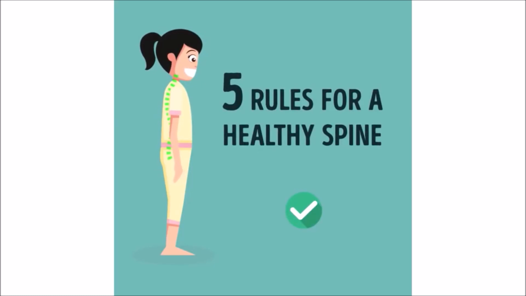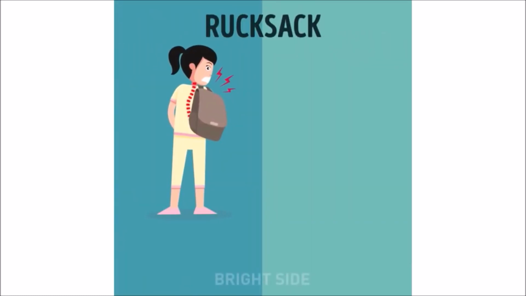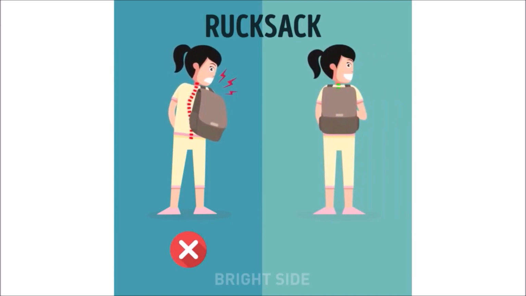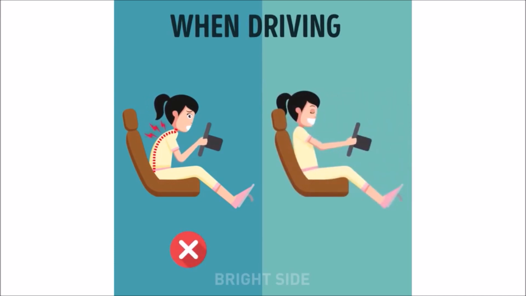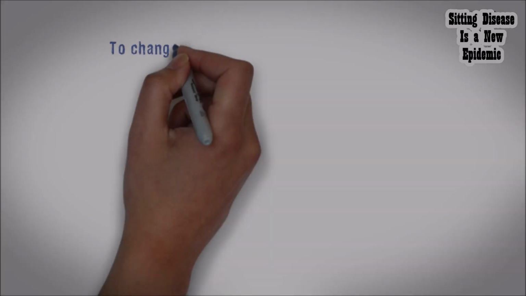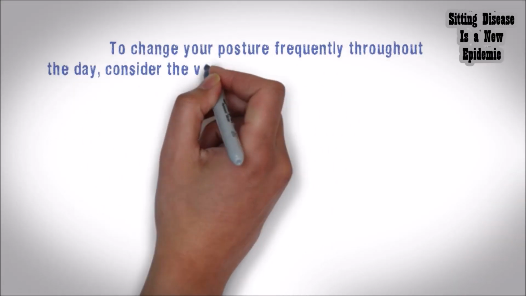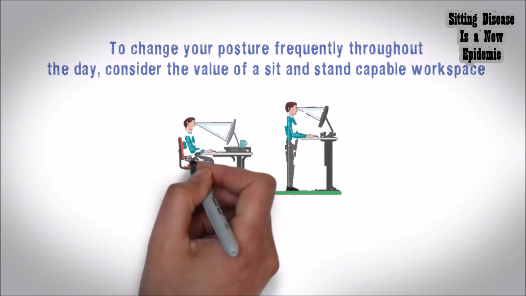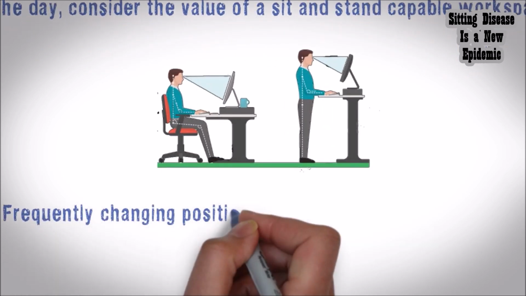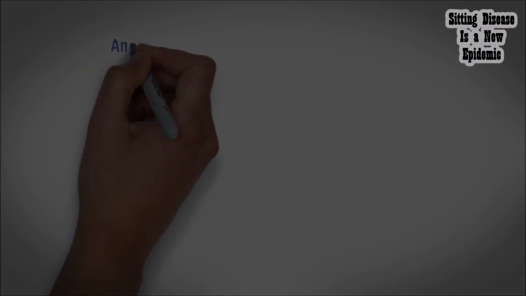Variety is the spice of life, and we have to learn some of the different ways to help our posture. Wear a rucksack in the middle, not on the side. Don't do that. When driving, don't slouch forward. Keep the spine straight. To change your posture frequently throughout the day, consider the value of a sit and stand capable workspace. This allows you to stand up and sit down while working. Frequently changing position is very beneficial for your body.